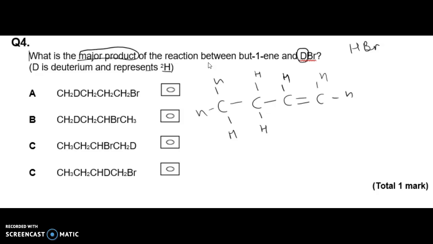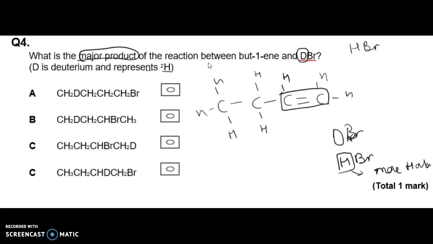Focus on the keyword, which is major product. So think about deuterium bromide as quite similar to HBr. So if it was HBr, we know that in the case of unsymmetrical alkenes, the hydrogen of HBr would always attach itself to the carbon which carries more hydrogen atoms. This is an example of an unsymmetrical alkene where the two carbons of the double bond are attached to a different number of hydrogen atoms. So the hydrogen atom would attach to the carbon carrying more hydrogen.